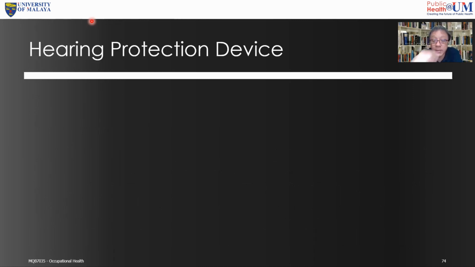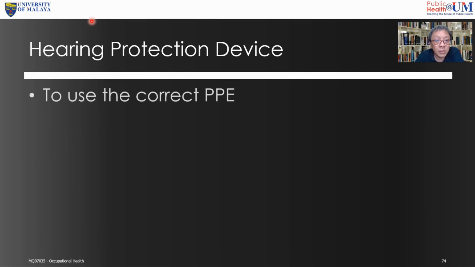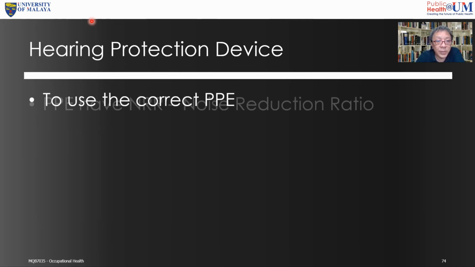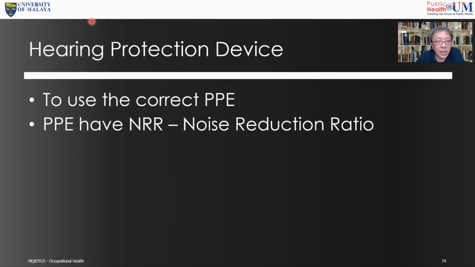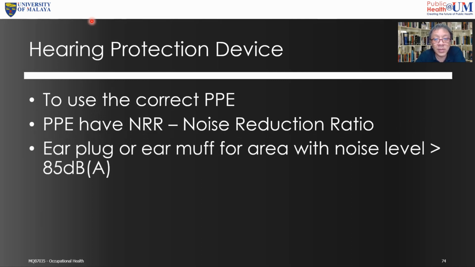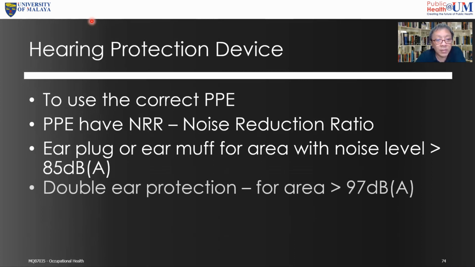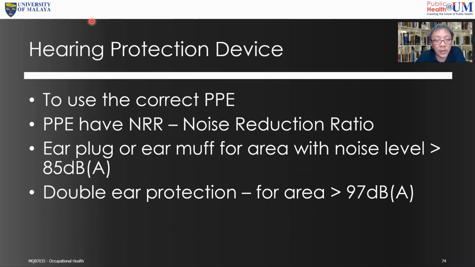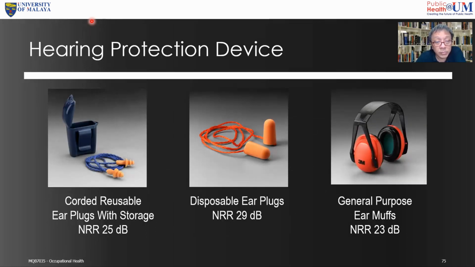So what are hearing protective devices? Basically we use the correct PPE. PPE has an NRR, noise reduction ratio, so you need to understand the noise reduction ratio. So earplug and earmuff in areas where noise is more than 85 dB. This is under your new legislation. Anything more than 85 dB, you need to wear earmuff or earplug. Double ear protection in areas of more than 97 dB.